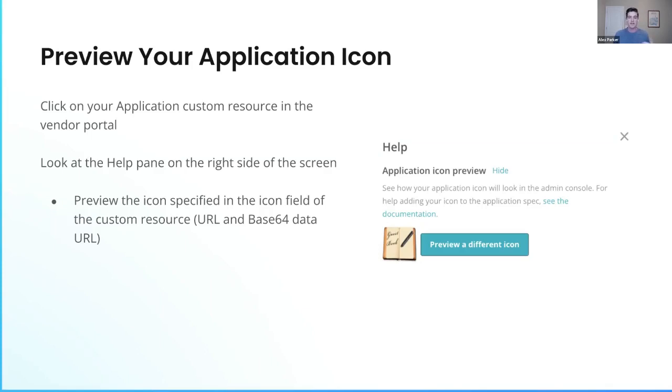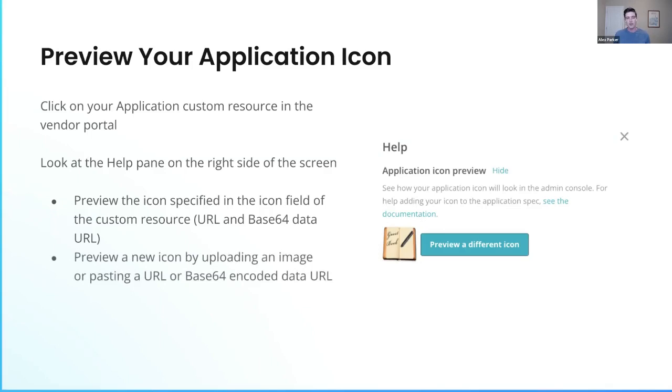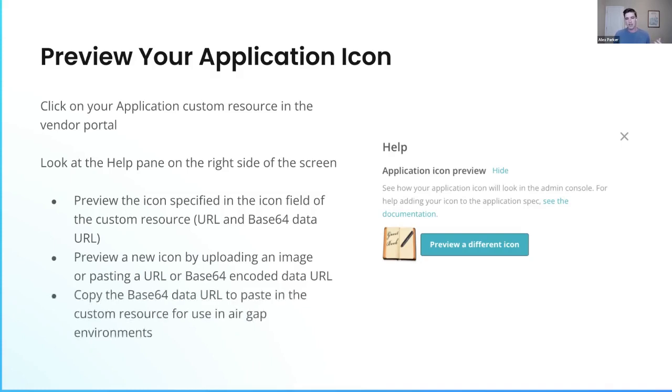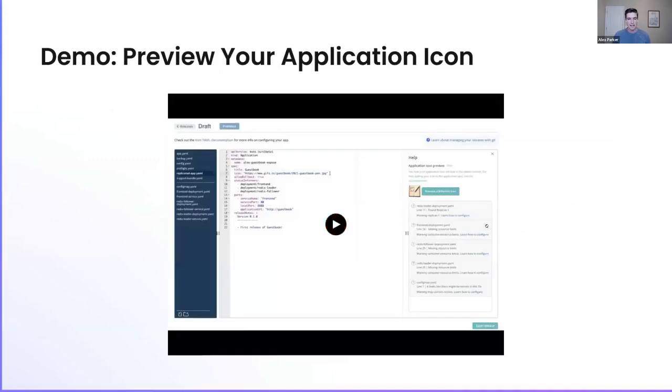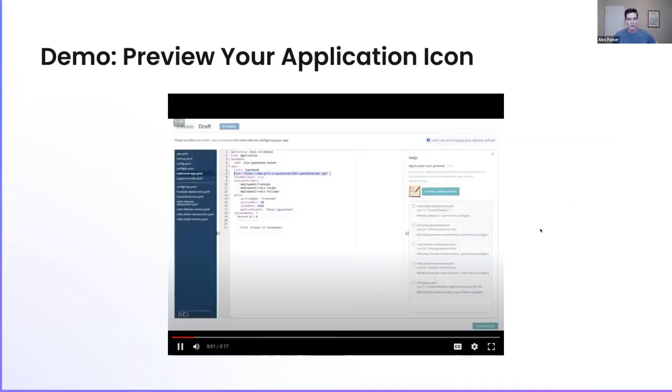But if you want to preview a different icon, test some changes, you can preview a new icon either by uploading an image, or you can paste a URL in there and preview that way. And then if you want to use that icon in an air gap environment or in any environment, really, you can copy the base64 data URL. We'll encode it for you. You can copy it, paste it into your custom resource, and then use the icon like that. So a quick demo of that as well.